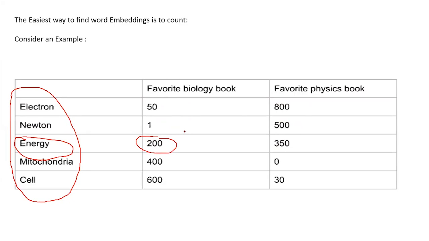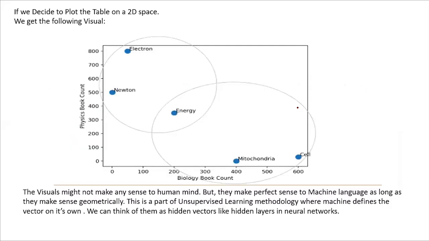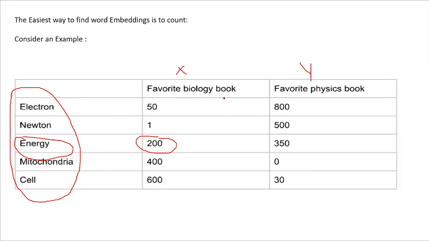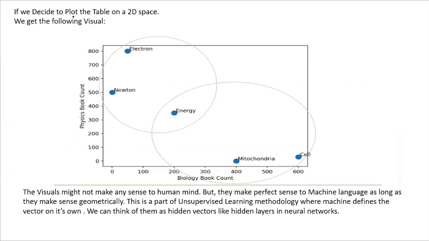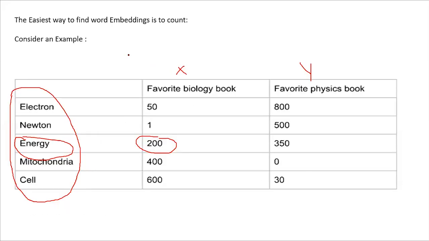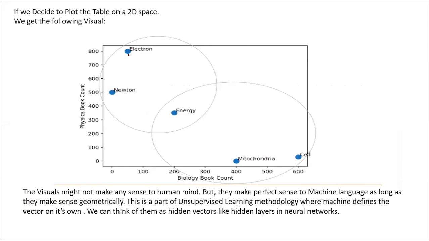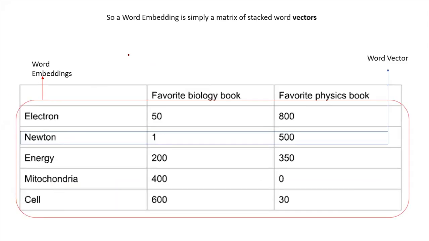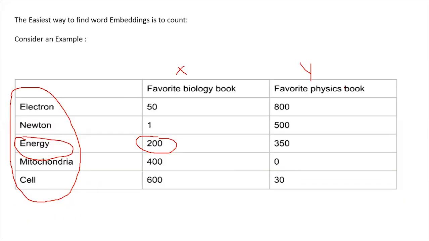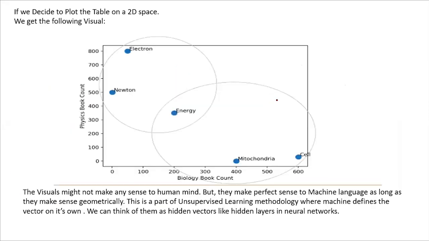Now, as you can see, we have got a numerical figure, two dimensional, or you can say X and Y. You can consider this as X, Y, X, Y, X, Y. Let's try plotting this X and Y onto a two-dimensional space. If we plot this, we have electron. The biology book count for electron was 50, so it's 50 on x, and it was 800 on the y-axis. So electron is here, at 50, 800.